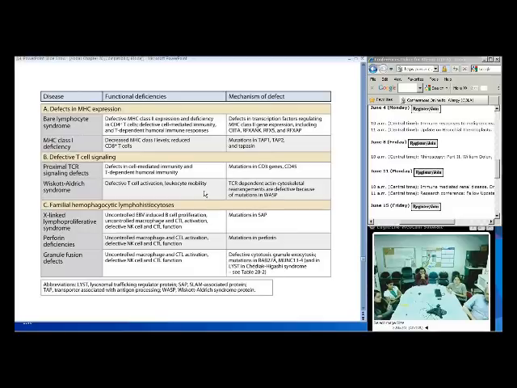So some other things worth mentioning: defects in MHC expression like bare lymphocyte syndrome, where you have MHC class 2, a lack of MHC class 2 expression, and MHC class 1 deficiency. So MHC class 1 deficiency is when you have a mutation in things that are specific for MHC class 1, like TAP.